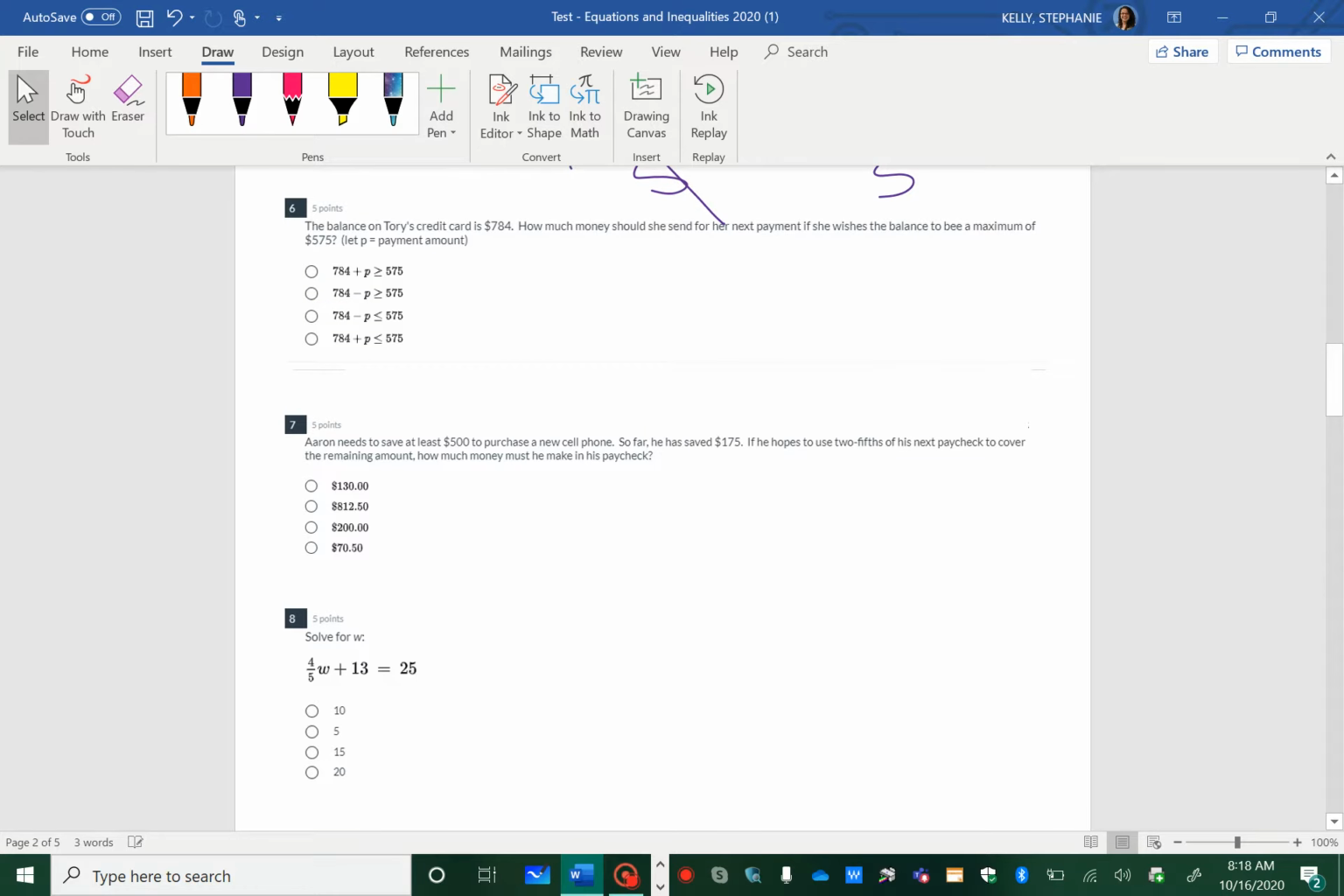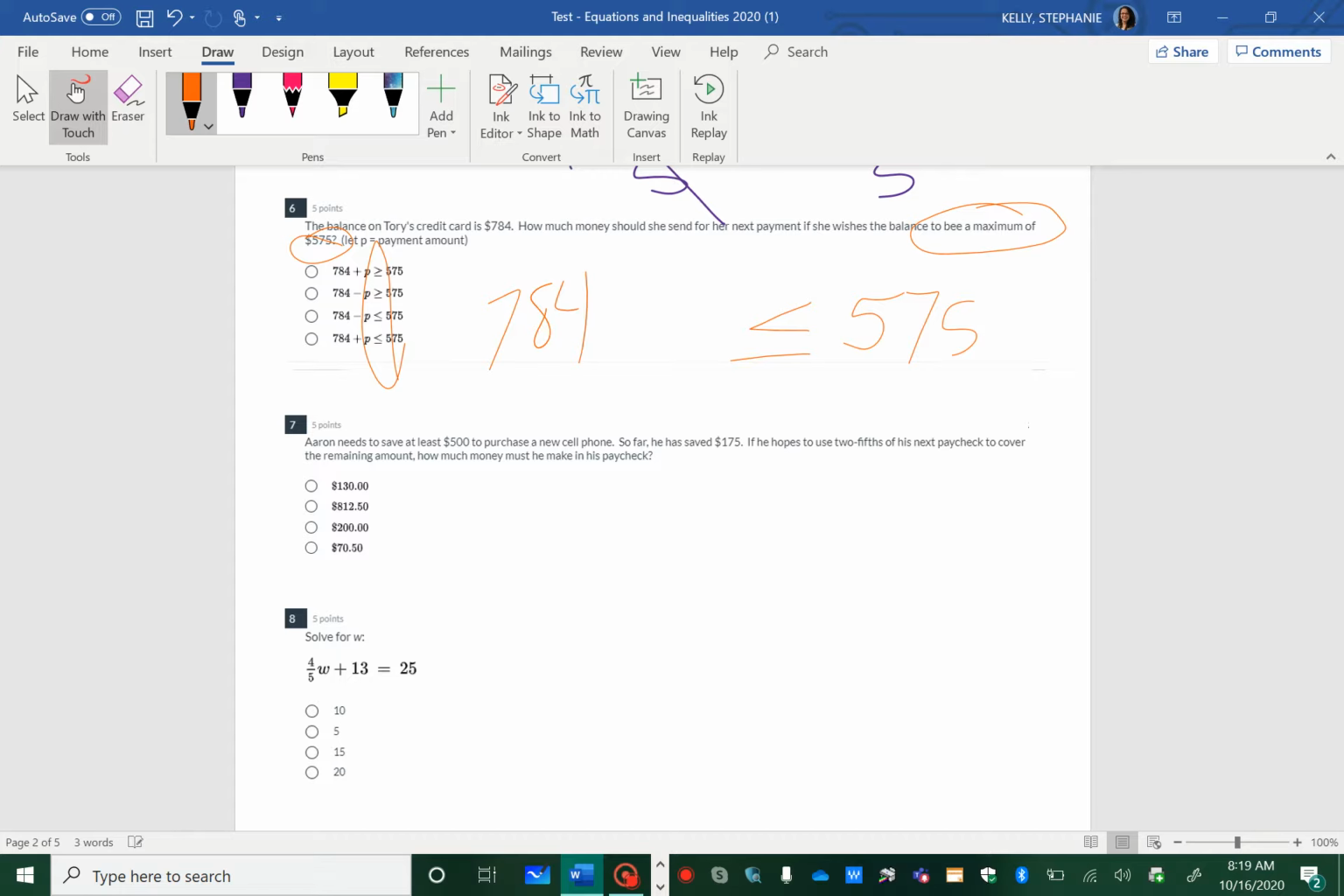All right, the balance of Tori's credit card is $784. Okay. Ooh, I'm paying attention to my answer choices. I realize that it's not going to be an equal to. How much money should she send for her next payment if she wishes to be at a maximum of $575? Okay, so now that I've read it, $575, it's going to be a maximum, right? So she doesn't want it to be greater than, correct? Okay, so we know that we've got this amount, right? So we're going to have to take something off, right, for it to become lower. There we are.